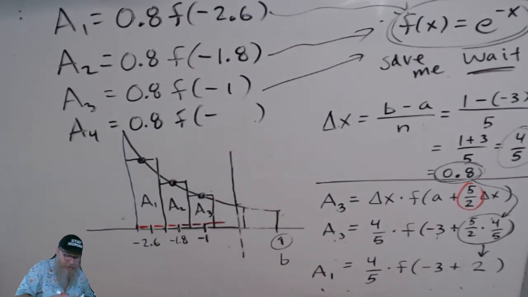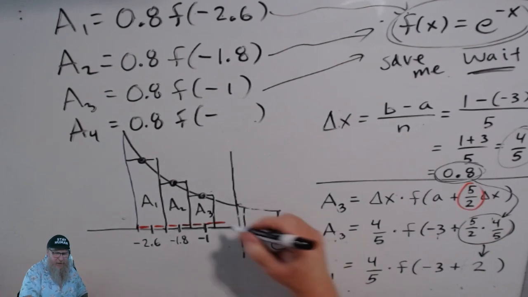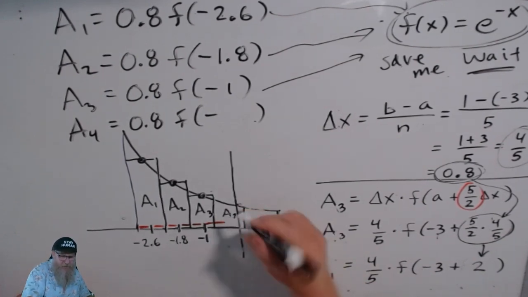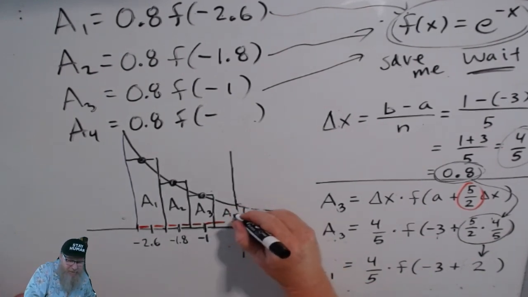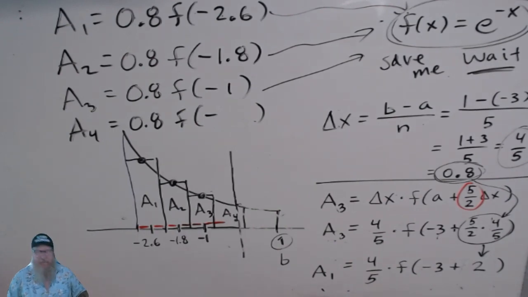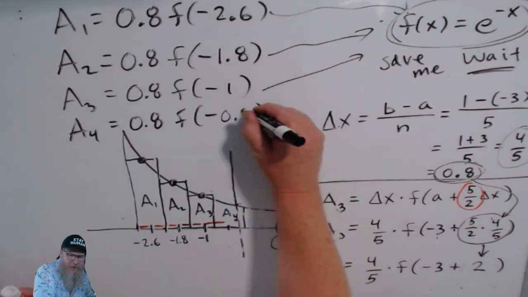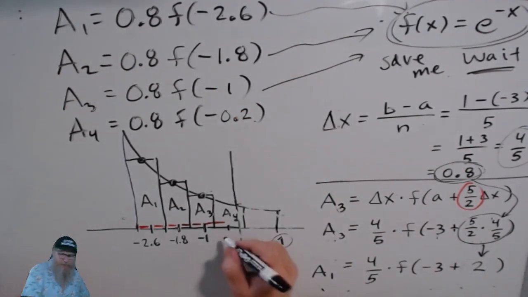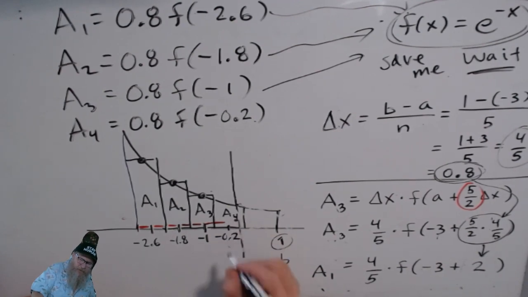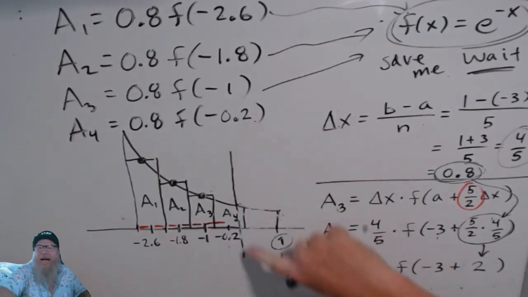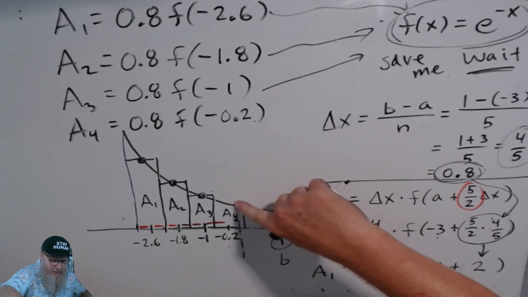I don't want to guess without drawing the picture. So I'm going, here's A2, oh, sorry, A4. What am I up to? A4. I'm halfway. Yeah. So it is negative 0.2. Negative 0.2. The y-axis is sort of getting in the way here.